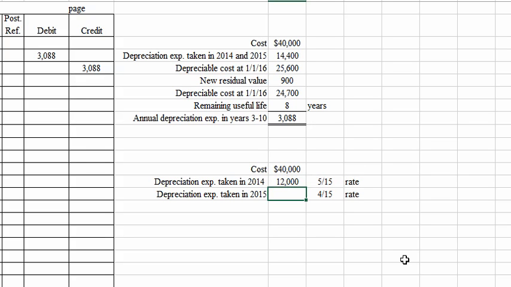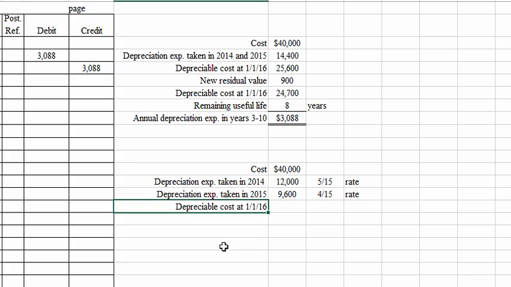Okay, we'll do the same thing in 2015. It's equal to our original cost, $40,000, minus the residual value thought to be at that time $4,000, and then we're going to multiply by 4 over 15. And that gets us $9,600 for depreciation expense taken in 2015.